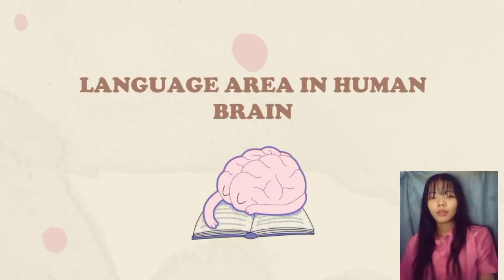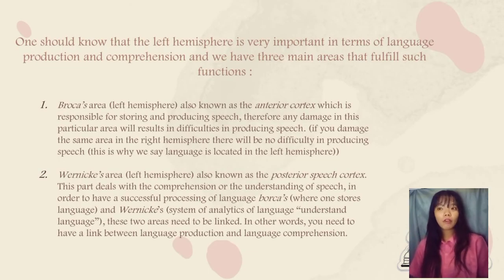Okay, next, I'll tell you about language areas in the human brain. One should know that the left hemisphere is very important in terms of language production and comprehension. And we have three main areas that fulfill such functions. Number 1, Broca's area in the left hemisphere, also known as the anterior cortex, which is responsible for storing and producing speech.